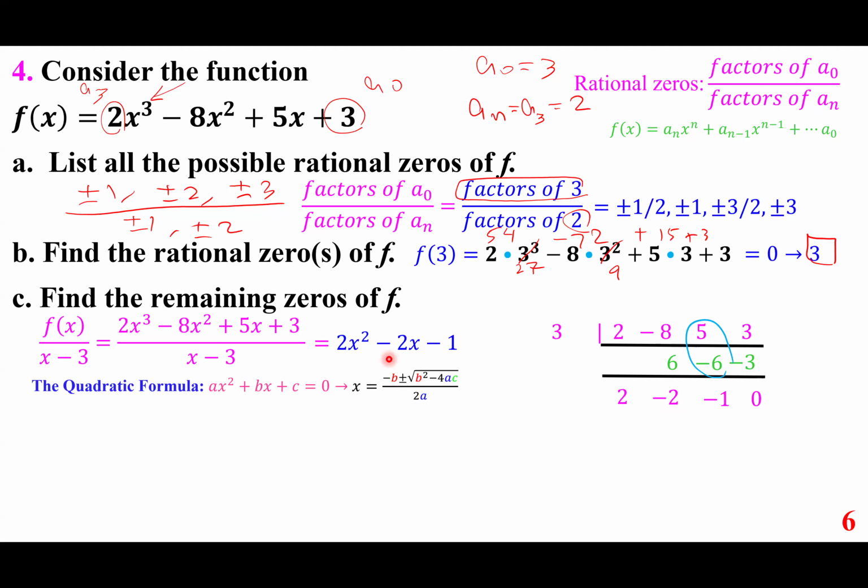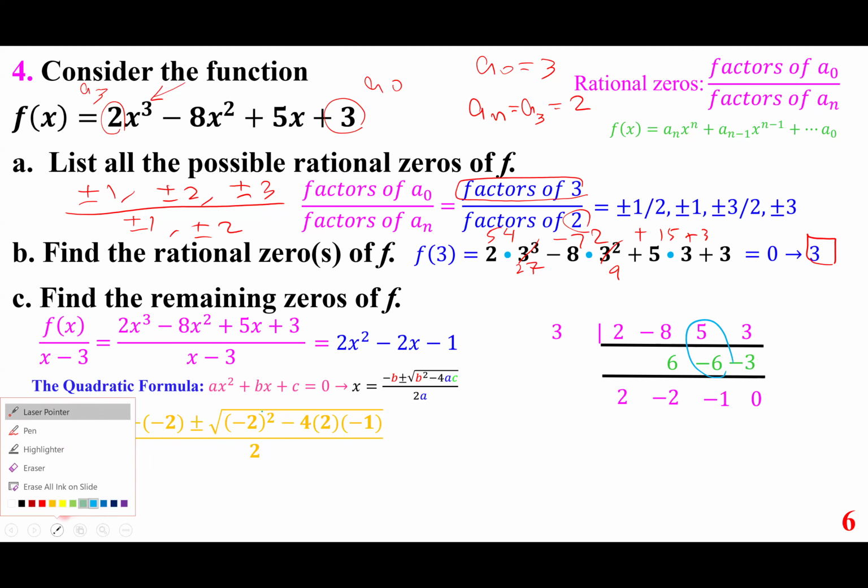So to use the quadratic formula, ax squared plus bx plus c equal to 0, x is minus b plus or minus square root of b squared minus 4ac, over 2a. A is 2, b is negative 2, c is negative 1, plug in. So minus b is minus negative 2, plus or minus square root of negative 2 quantity squared minus 4ac, 2 times negative 1, over 2. And so this is 4, everybody. So this is 4, and this is plus 8, which makes it 12.